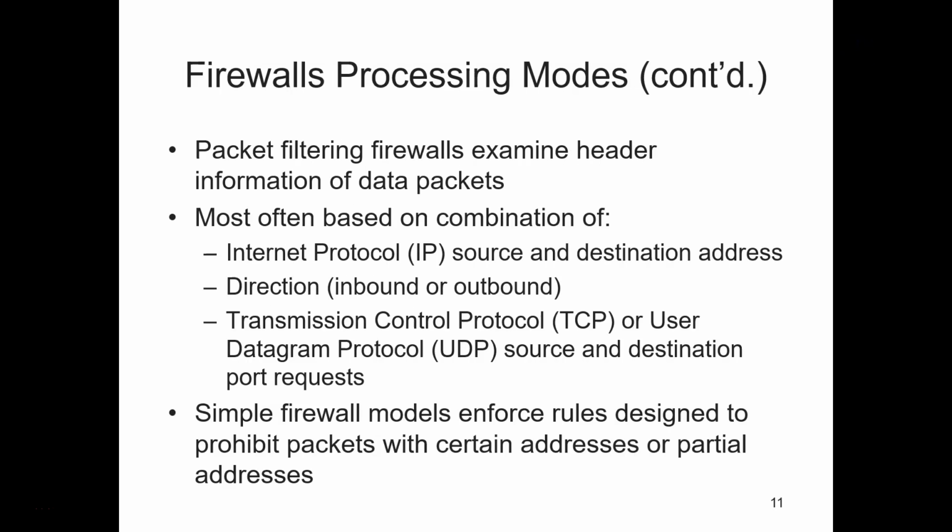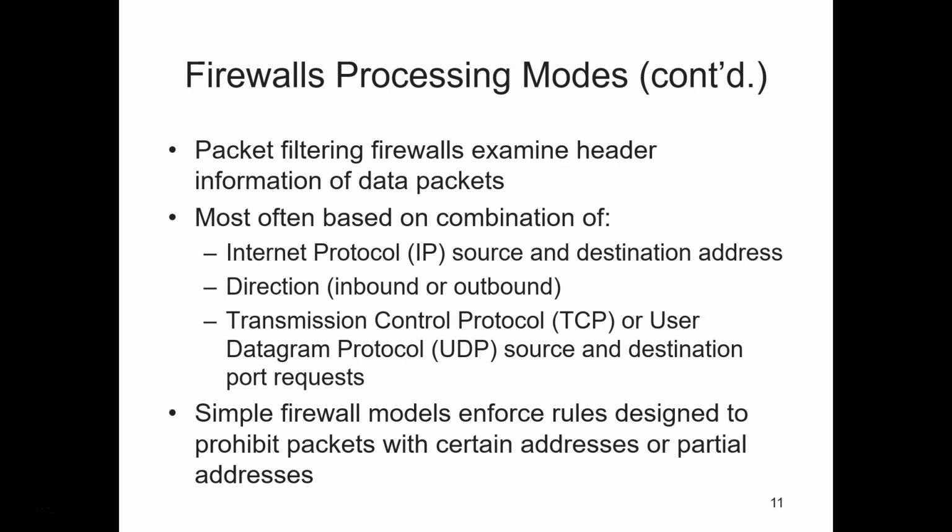Packet filtering firewalls examine the header information of data packets that come into a network. The restrictions most commonly implemented are based on a combination of internet protocol, source and destination address, the IP address basically, direction, inbound or outbound, is it coming in or going out, transmission control protocol, which is the TCP, or user datagram protocol, which is the UDP, source and destination port requests.